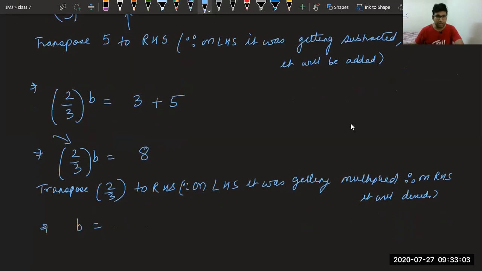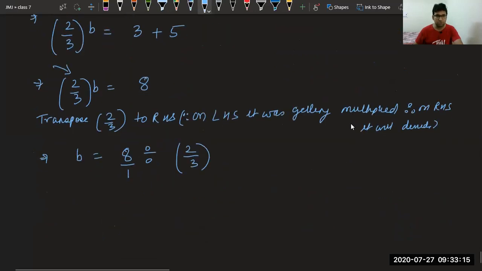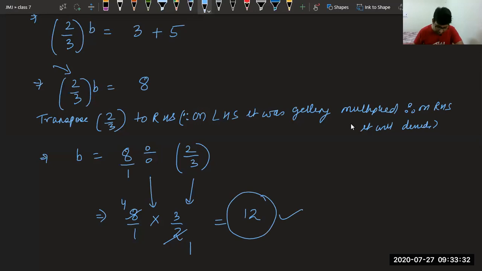So you will write like this. b becomes 8 divided by 2 upon 3. Then we all know how to solve it. You can take 8 as 8 upon 1. Further, it becomes 8 upon 1, this becomes multiply, this becomes reciprocated like this, and you can solve it now. 2 1s are 2, 2 4s are 8, 4 3s are 12 is the correct answer. We will take whole fraction.